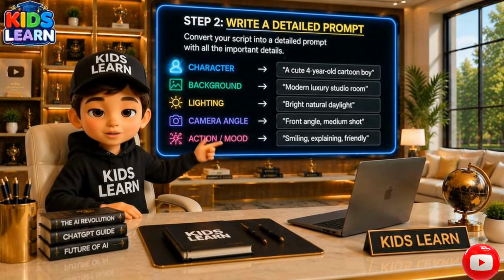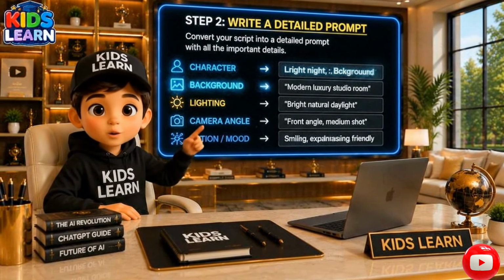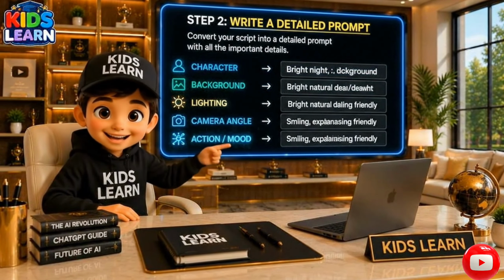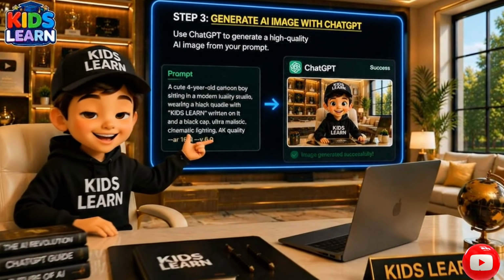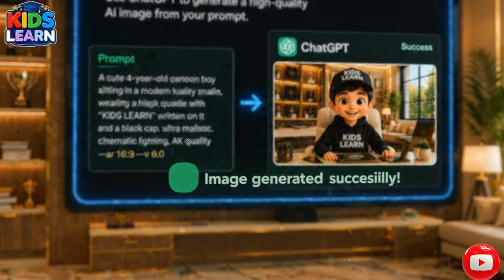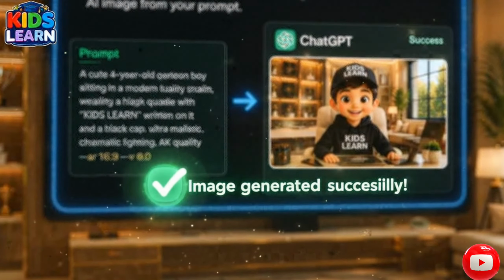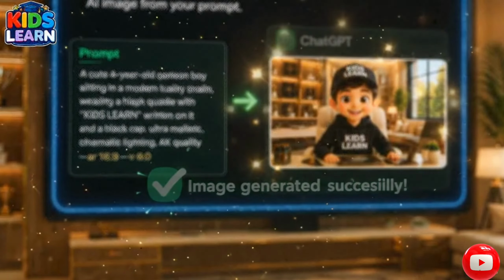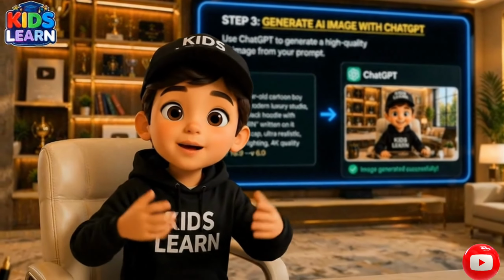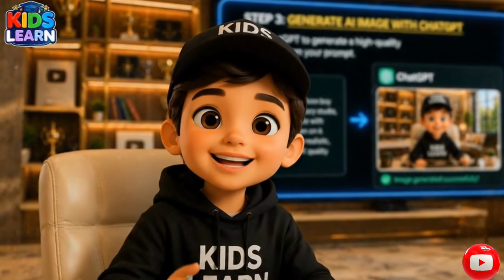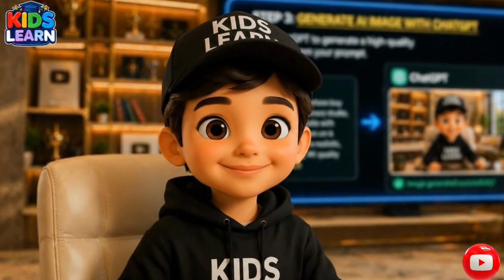Now convert your script into a detailed prompt with character, background, lighting, and camera angles. Use ChatGPT to generate a high-quality AI image from your prompt. Review your image carefully. If needed, improve your prompt and generate an even better version.